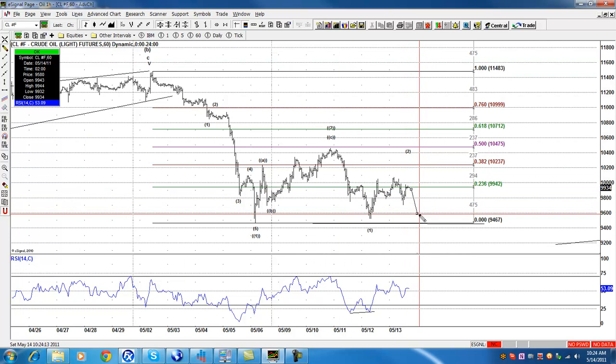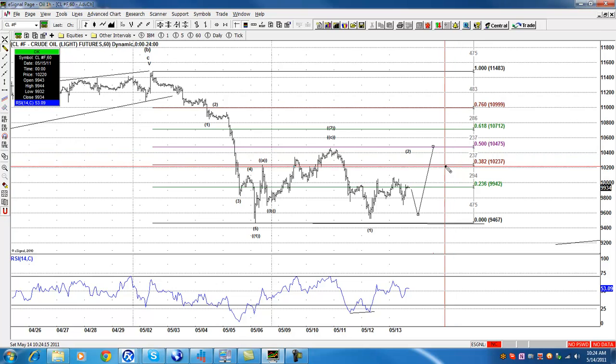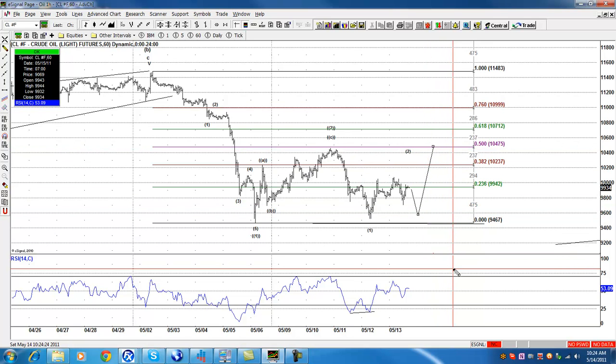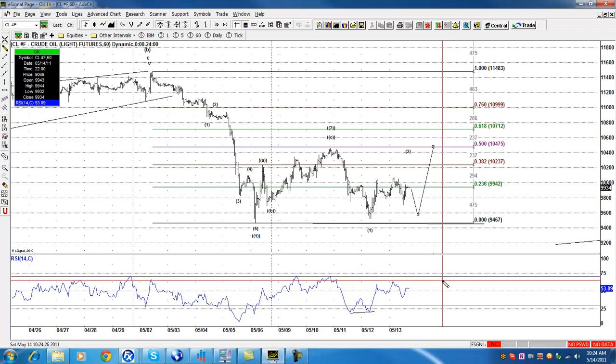Still can do this and go from here. But I think that the oil is going to trade higher to some degree. If oil trades higher, the US dollar should trade lower, and that's what we're waiting to get in the trade.